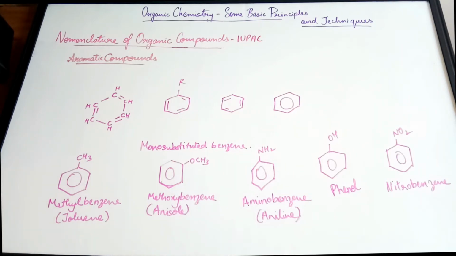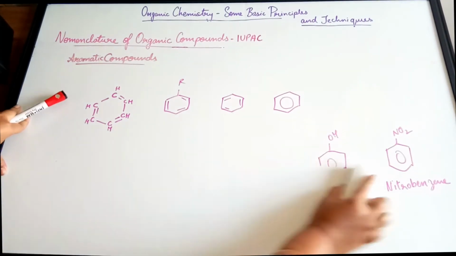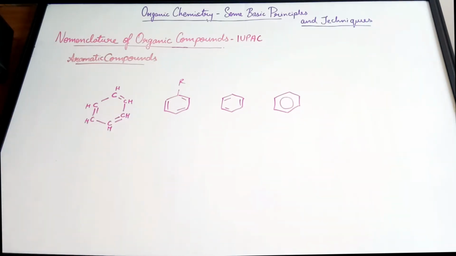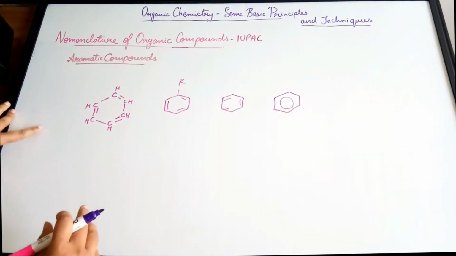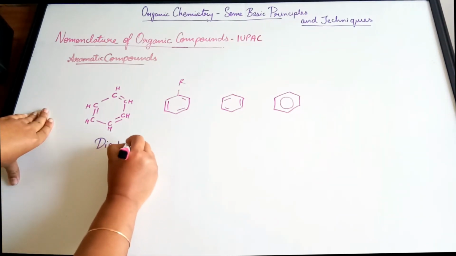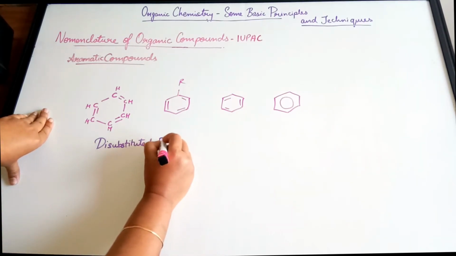Next, when you have two or more hydrogens getting replaced by various groups, so when two hydrogens are replaced, it is called a disubstituted benzene. Instead of one group, you have two groups that have replaced the hydrogen. So when you have two groups, that's called a disubstituted benzene ring.